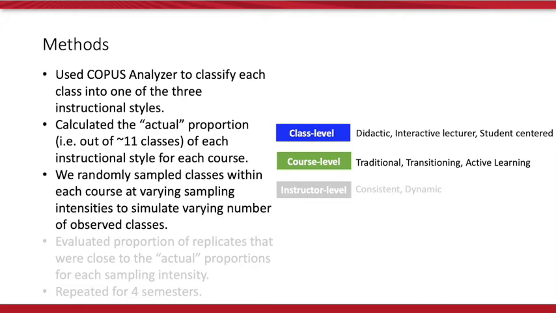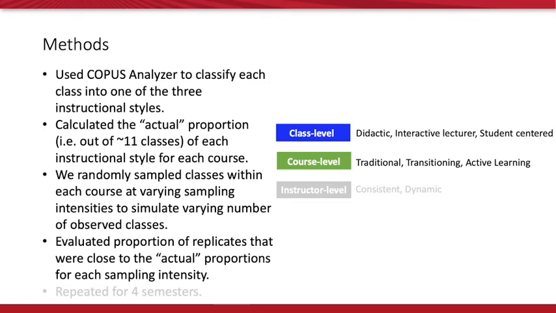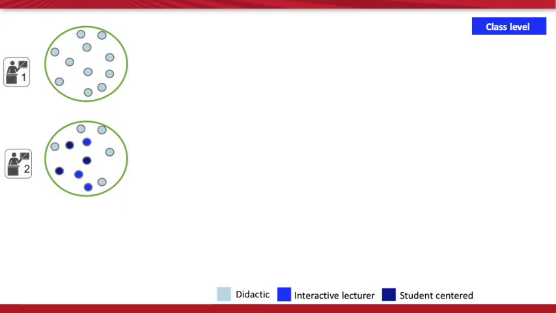Next, we randomly sampled classes within each course at varying sampling intensities to simulate varying number of observed classes. We repeated each random draw 1,000 times, resulting in 1,000 replicates for each sampling intensity. We then evaluated the proportion of replicates that were close enough to the actual proportions for each sampling intensity. Finally, we repeated these steps for 4 semesters for each instructor.